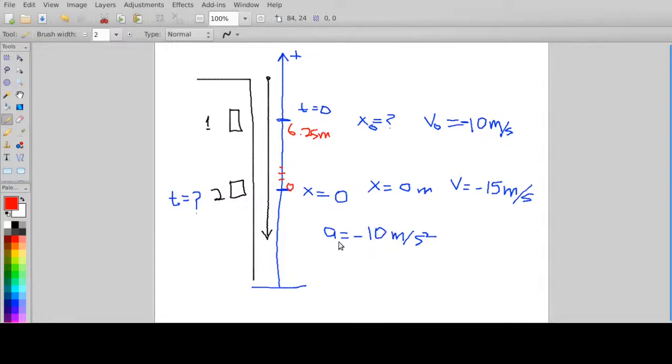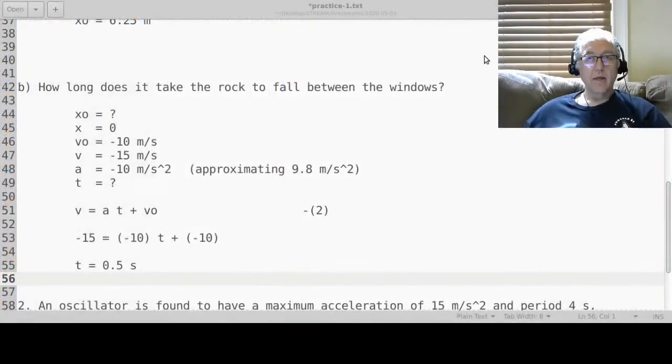Because every second you gain -10, so how long did it take you to gain just -5? Half of that 1 second, or 0.5 seconds. So it kind of makes sense, right? You'd expect you go from -10 to -20 in 1 second, but in half a second, you would go from -10 to -15, and that's why it only takes half a second to fall from one window to the next. And that's it.